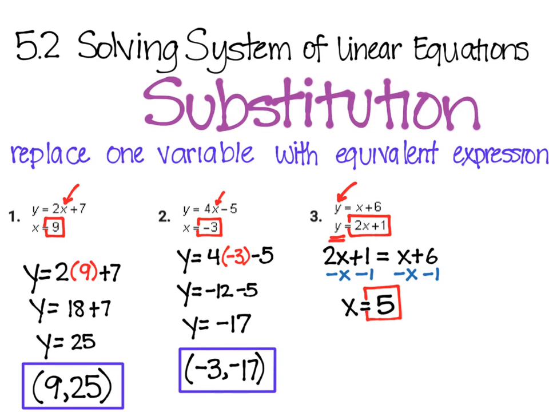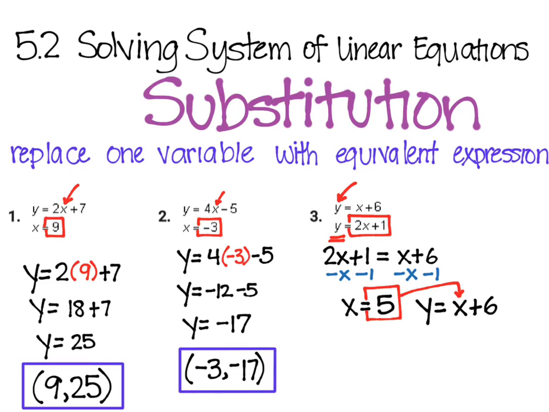To solve that, we subtract x from both sides. We subtract 1 from both sides. We get that x equals 5. But that's only one of the variables. We have x and y. So here we see, I can pick either one of these two equations. It makes no difference which one.